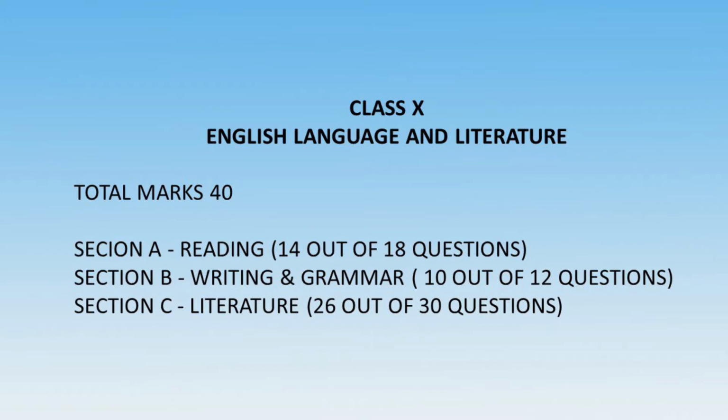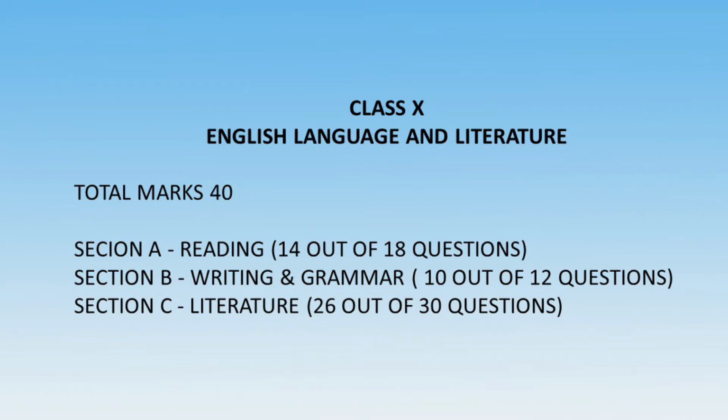Section A consists of reading, where you will get 2 comprehension questions, and the first comprehension will have 10 questions where you need to answer 8 questions, and the second passage will have 8 questions and you will need to answer 6 questions. So totally there will be 14 questions which you are going to answer out of 18 questions. So the marks for section A is 14.